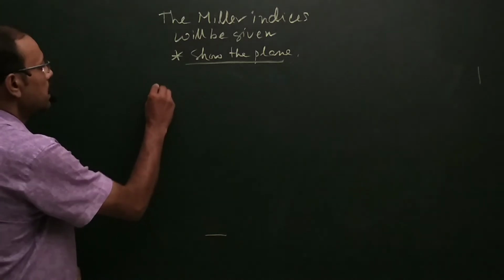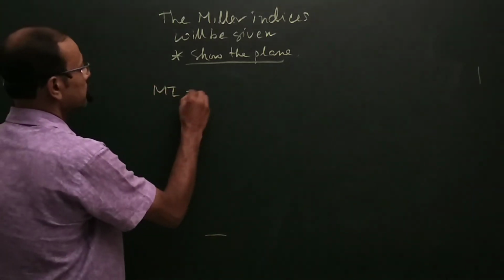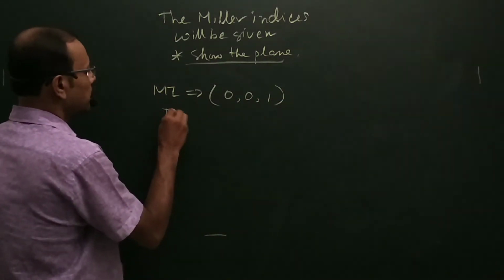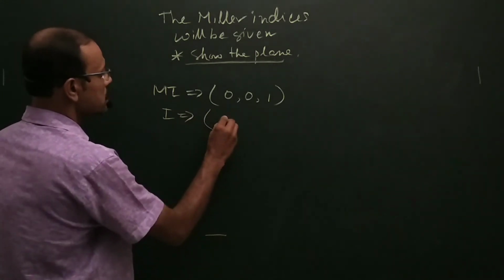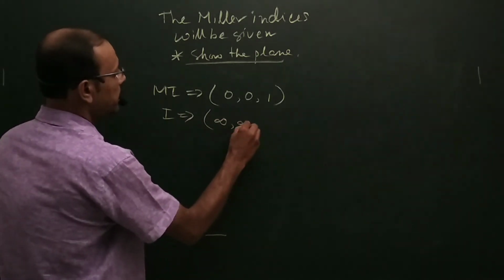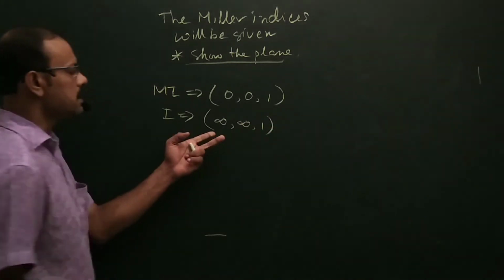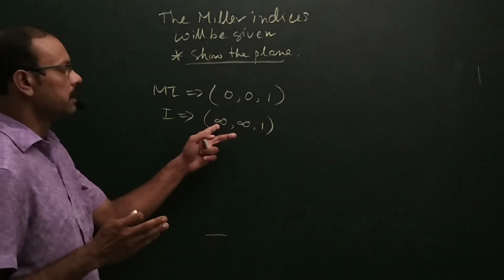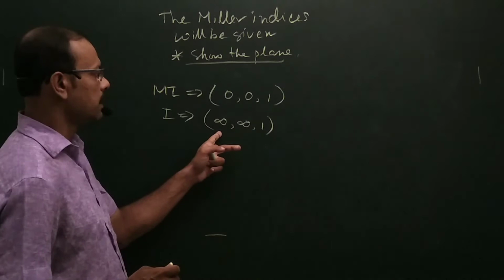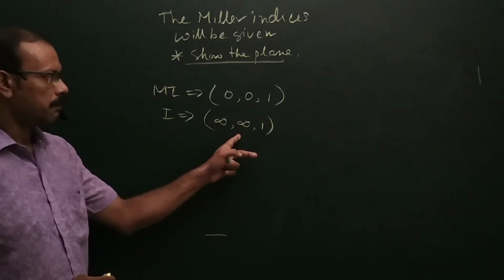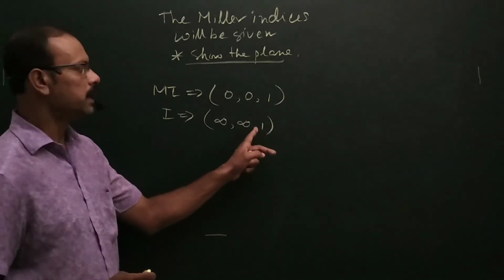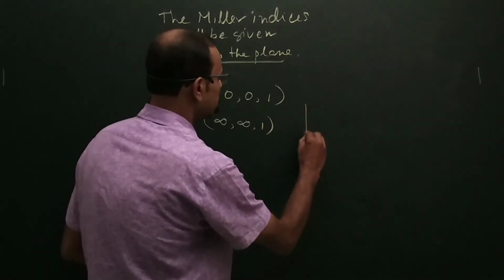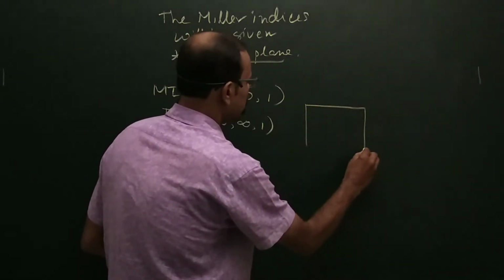So, suppose the Miller indices is given as 0, 0, 1. So the integers or the base indices or the intercepts will be of course the reciprocal, that is infinity, infinity and 1. That means the plane will intersect the x-axis at infinite distance, that means the plane will be parallel to x-axis. The plane will also be parallel to y-axis, but it will intersect the z-axis in unit positive direction. So I am drawing the cube here. You see, there is the cube or here is the unit cell.